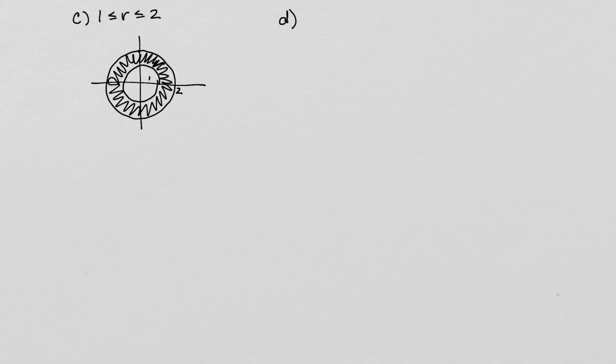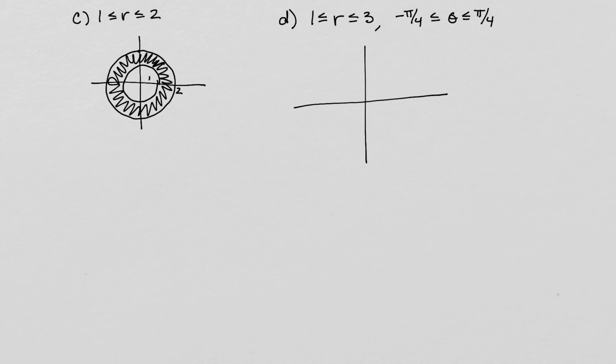You could also say, let r be between 1 and 3, but let's also restrict theta. Let theta be between minus pi over 4 and pi over 4. So pi over 4 would be halfway in that quadrant, and minus pi over 4 would be halfway in this quadrant. And so we're talking about the part of our donut that is between 1 and 3. So we're talking about this fan-shaped region.